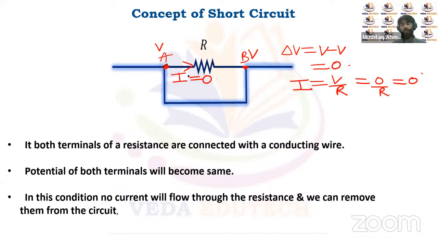So the current is 0 because the potential at the two points becomes the same, or we can say the potential difference between the two points in case of a short circuited resistor becomes 0, and the current through them also becomes 0. So this is the concept of the short circuiting of a resistor, right?